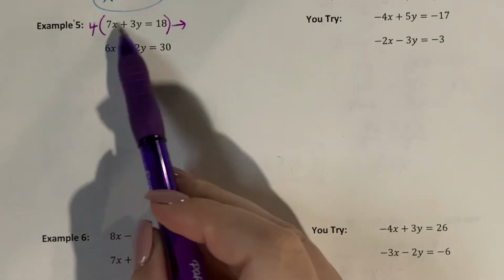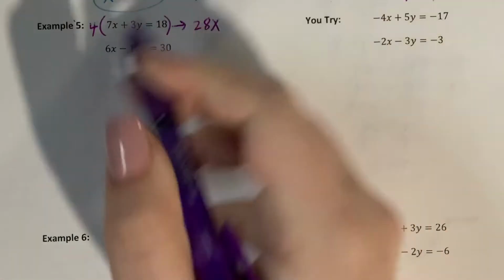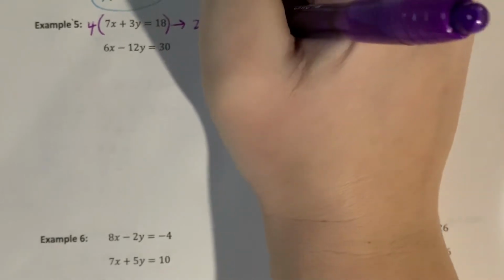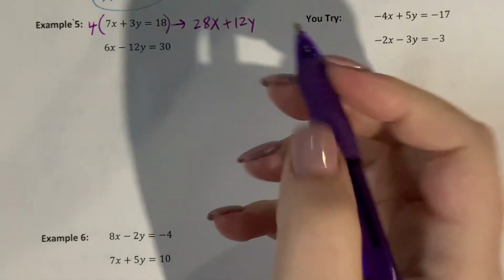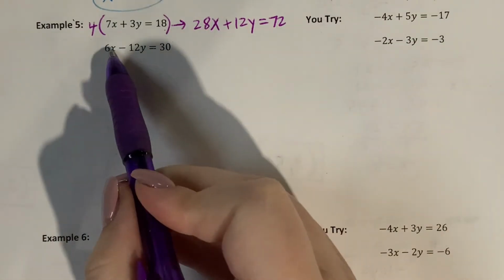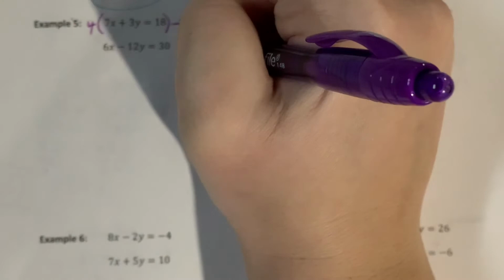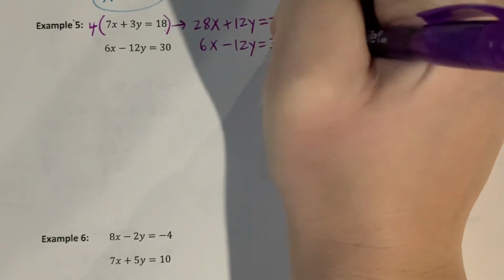So I need to distribute this 4 to every term. So 4 times 7x gives me 28x. 4 times 3y gives me positive 12y. And 4 times 18 gives me 72. My bottom equation is staying exactly as I have it. 6x minus 12y equals 30.